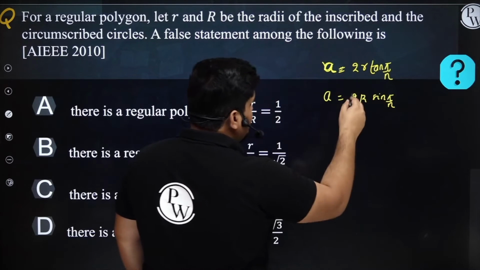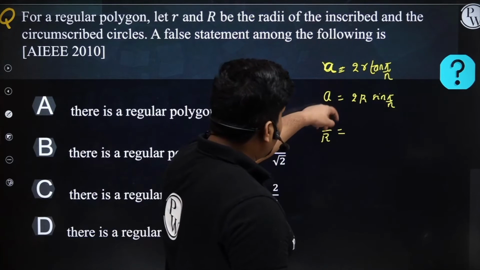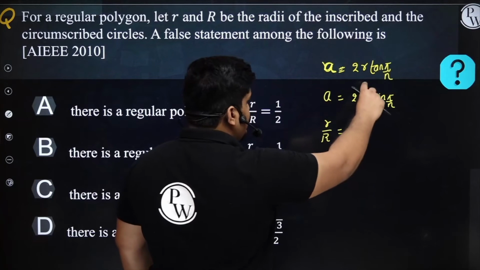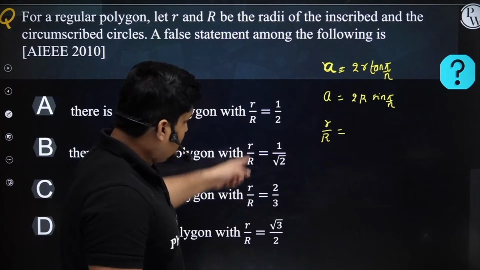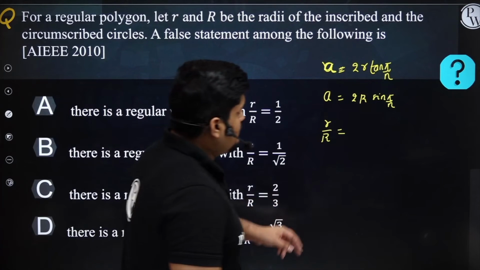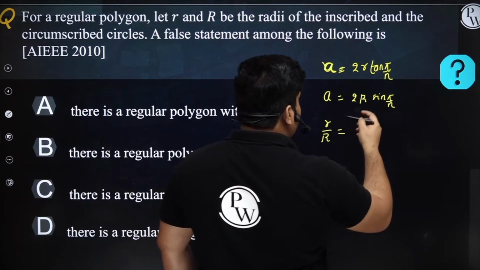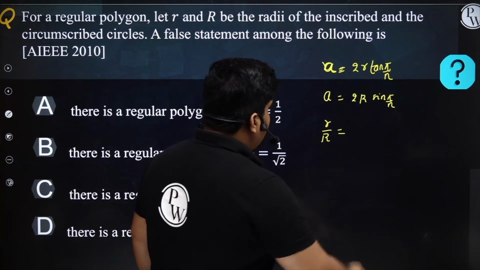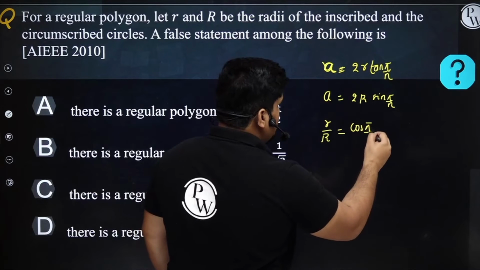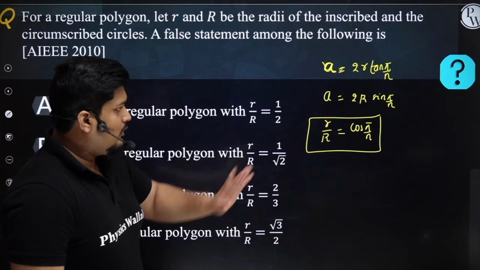Right? So if you divide it, what do you get? R by R. This will cancel out. Because in each we have to comment about small r upon capital R. So when you divide these two, tan pi by n over sine pi by n, the sine pi by n will cancel out, and this will be equal to cos pi by n. Right? This will be equal to cos pi by n.